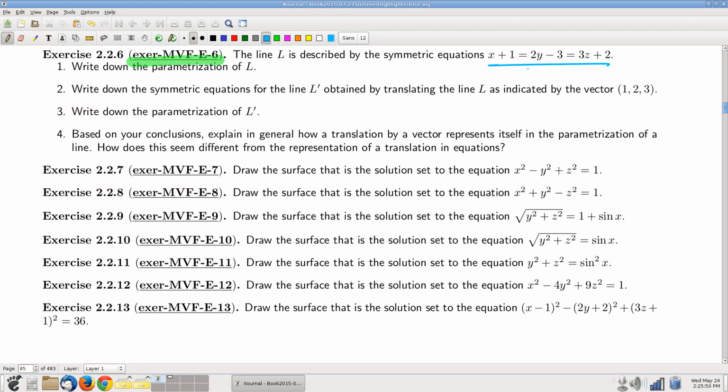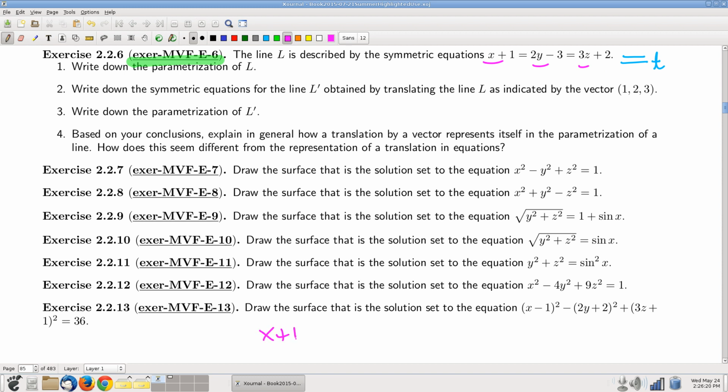Okay. So now, how do you find the parameterization? Don't forget the big trick on the relationship between symmetric equations and parameterizations is that the three objects in the symmetric equations are t. That's the trick. And then if you want to find the parameterizations, just solve for x, y, and z. This is straight out of the procedure in the book.